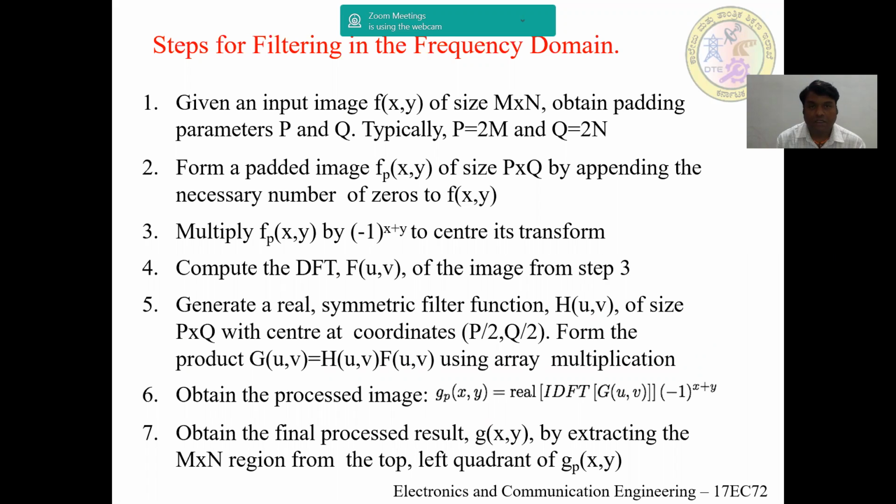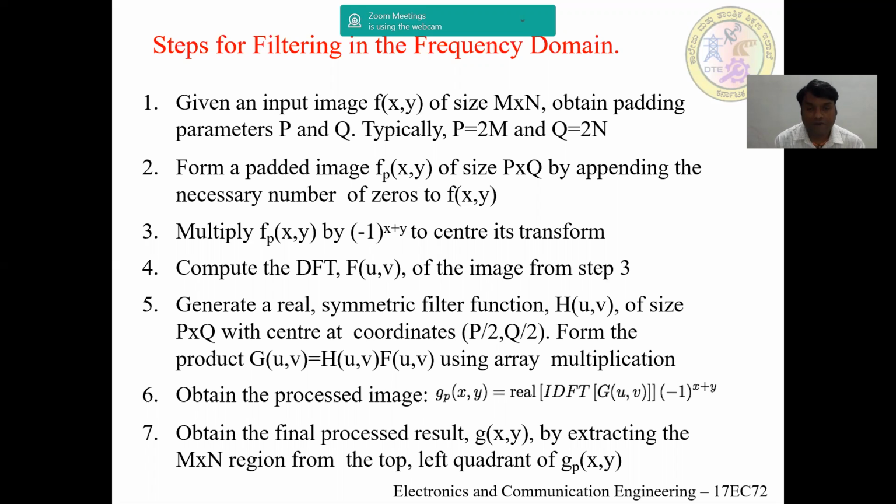Form a padded image fp of x comma y of size P cross Q by appending the necessary number of zeros to f of x comma y. Multiply fp of x comma y by minus 1 to the power of x plus y to center its transform. Compute the DFT F of mu comma v of the image from step 3.